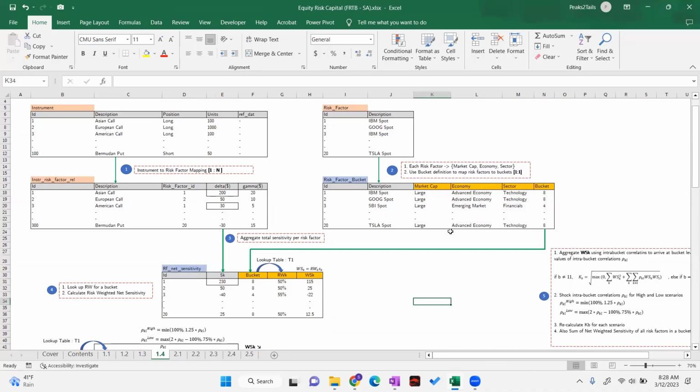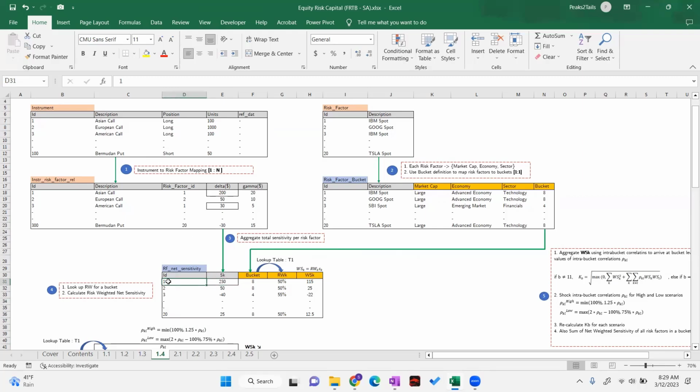Risk factor to bucket. Now, finally, these are step 1, step 2, and step 3 is we calculate the net sensitivity per risk factor, the total sensitivity. No correlation. Okay. Just net sensitivity. How many risk factors do we have? 20 risk factors in this example. So we have 20 risk factors. Against each risk factor, we'll have a net sensitivity SK.